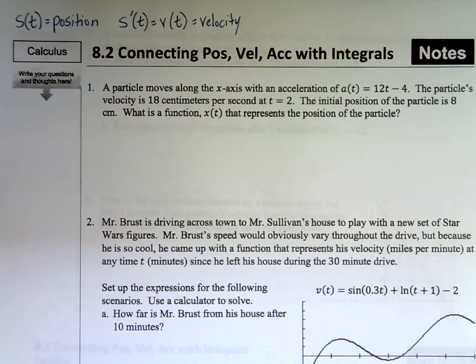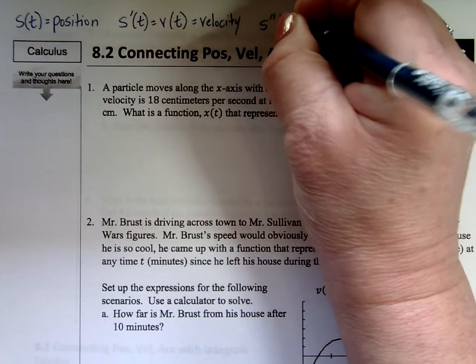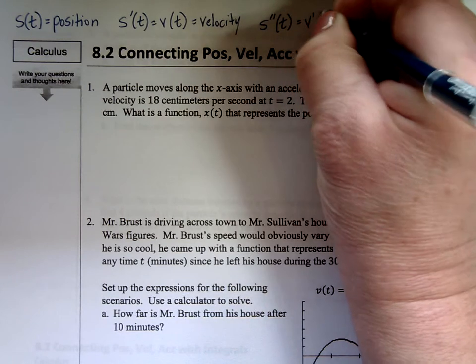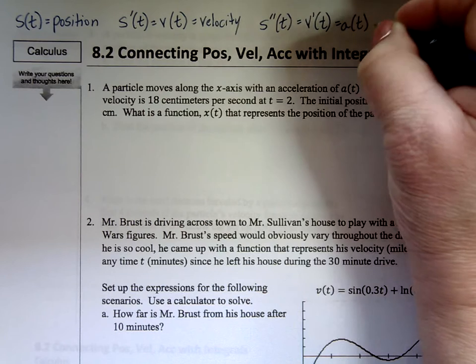And again, that shouldn't be anything new to you either. How about if I go the second derivative of position? Second derivative of position is the first derivative of velocity, which is acceleration, A of t.